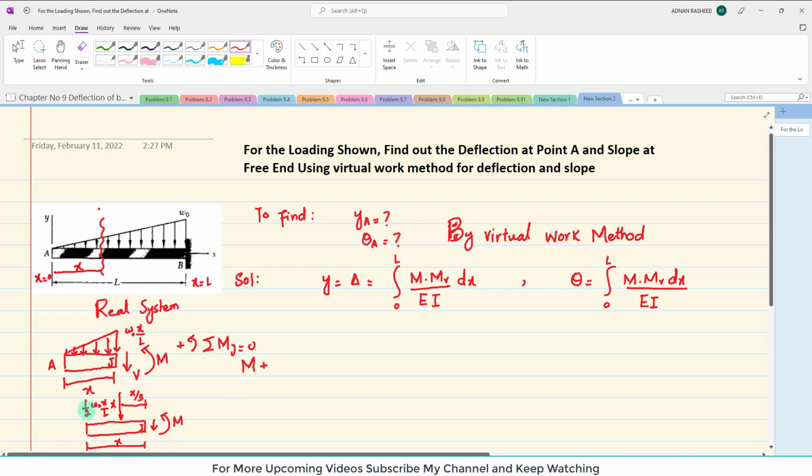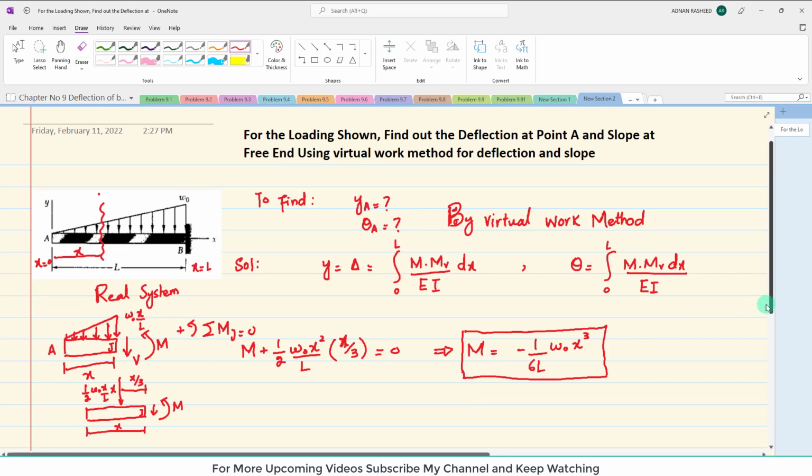So the positive concentrated load is equal to 1/2 W naught x squared over L, into the perpendicular distance, which is x by 3. Their sum must be equal to 0. So this implies that the moment is equal to minus 1 over 6L W naught x cubed. So this will be the moment for this real system.